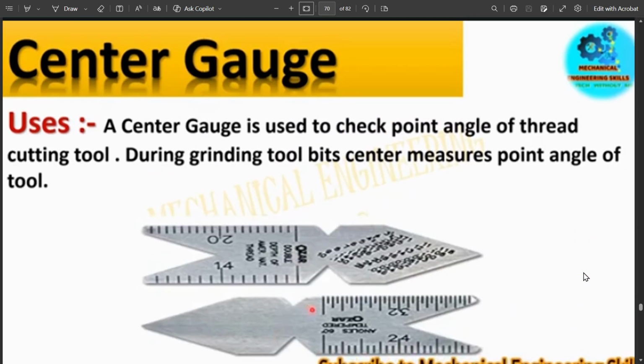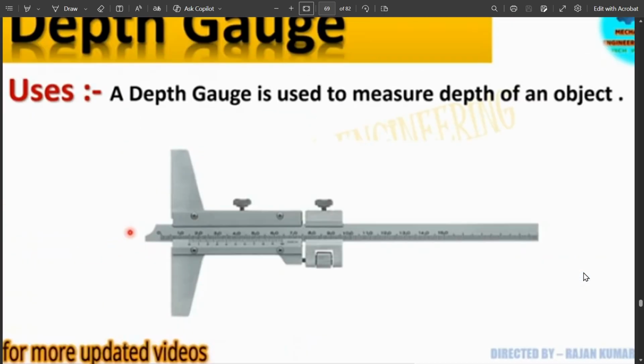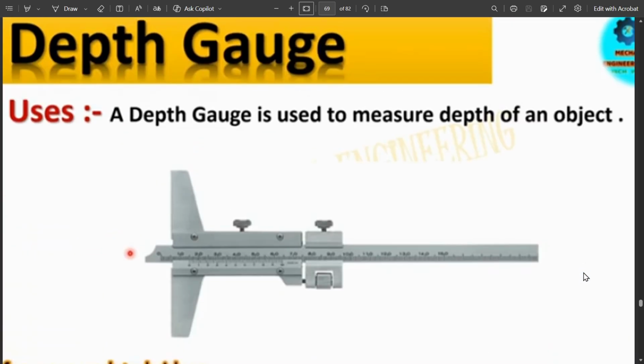Another gauge is the center gauge. What is a center gauge? A center gauge is used to check the point angle of a thread cutting tool, during the grinding of tool bits. Then another very important gauge is the depth gauge. What is a depth gauge? A depth gauge is used to measure the depth of an object.